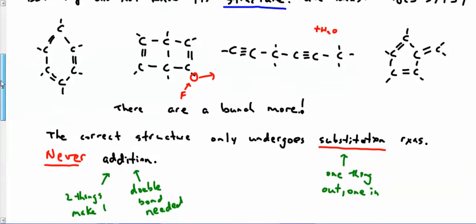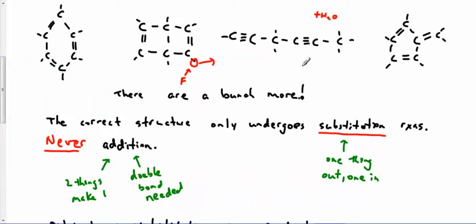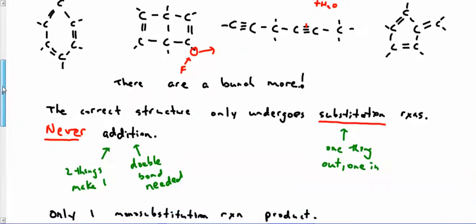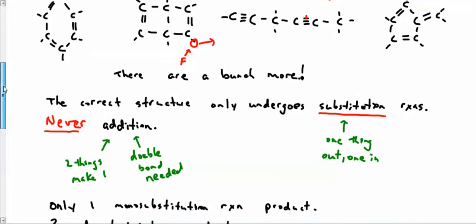And to do that, you need a double bond. The only way you're adding this to this and making everybody happy is if one of these bonds breaks, and then I can give something to this carbon and something to this carbon to make them happy. But benzene itself never wanted to add in, only wanted to substitute. One thing out, one thing in.